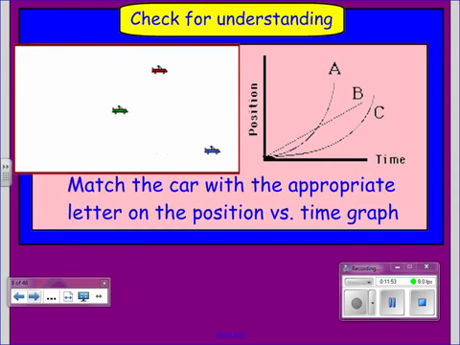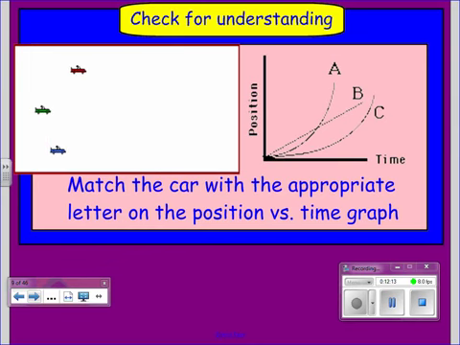All right, let's do a little practice. I'd like you to look at the animation that's on the screen. Match the car with the appropriate letter on the position versus time graph. So, let's look at the three cars, red, green, and blue. Notice that the blue car quickly passes the red car, and the green car catches up towards the end.